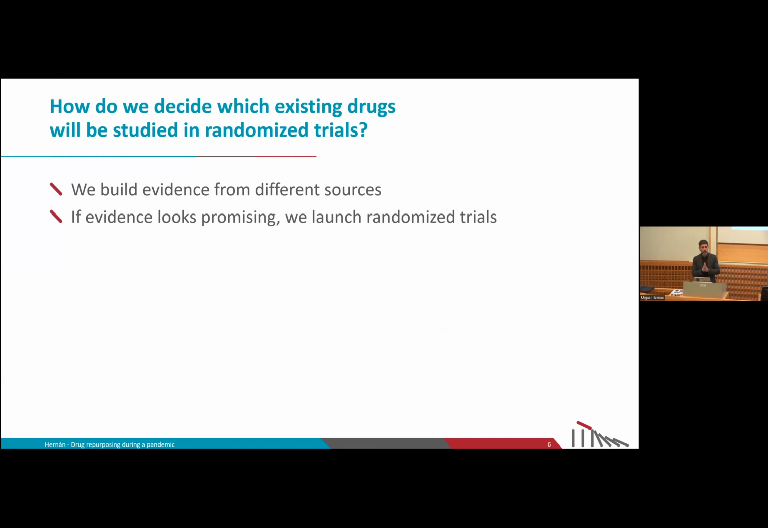So again, that is a question. How do we decide which drugs go into the randomized trials? What we typically do is we build evidence from inferences from various sources. And if the evidence looks promising, then we launch the trials, right? That is a theory. That is how we tell ourselves that we're making this decision. So I'm going to show you a few examples for the last couple of years, where we can see how these decisions were made based on what evidence. And we will have a discussion at the end about whether the system works or it needs some fine-tuning.